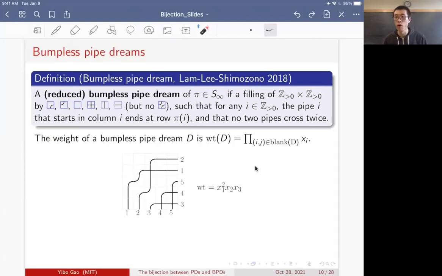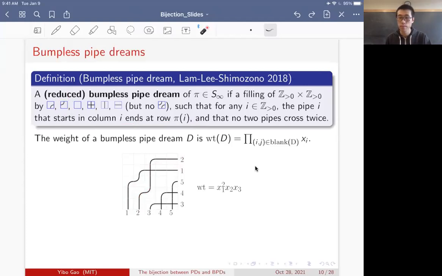So they also form pipes that start in column i and end at row pi of i. We also index each pipe by its column number, as in the pipe dream case. So this is pipe 1 and then pipe 2. And the reduced condition says that no 2 pipes can cross twice.